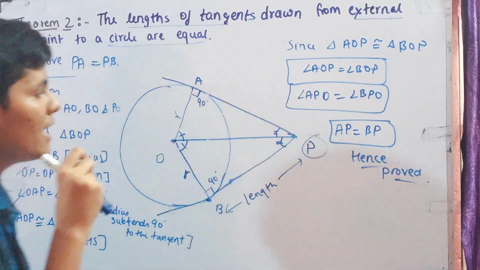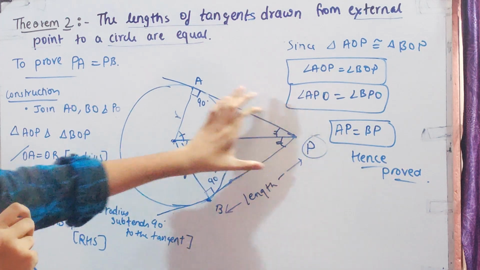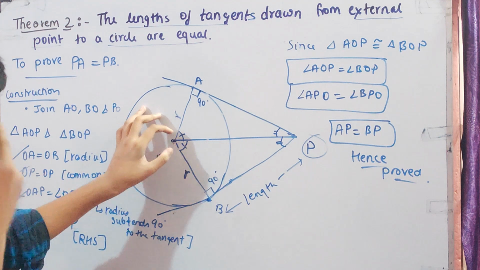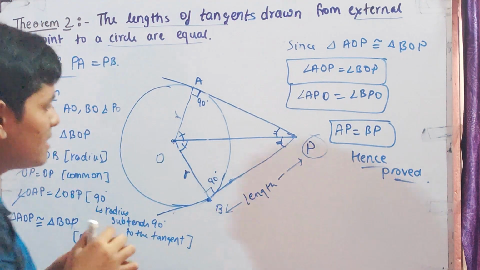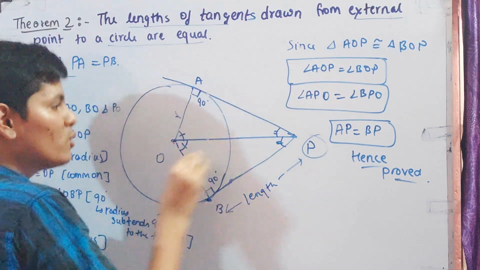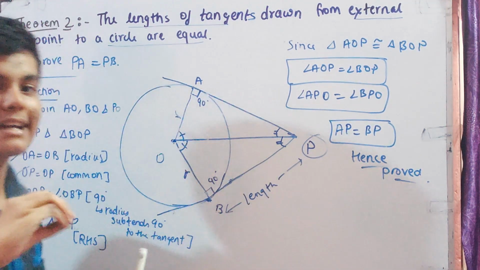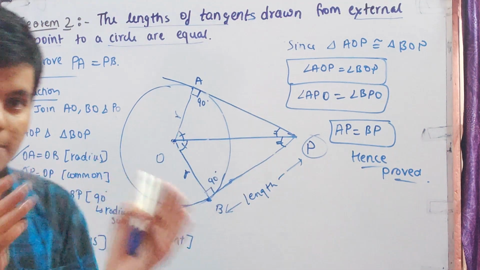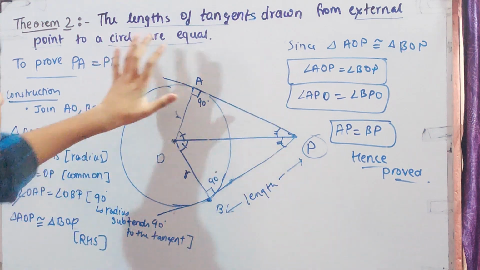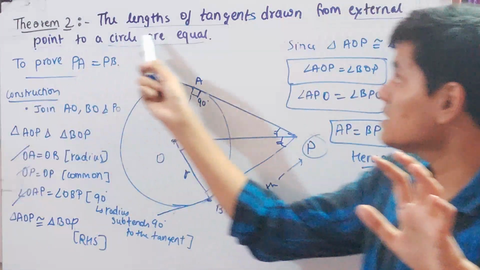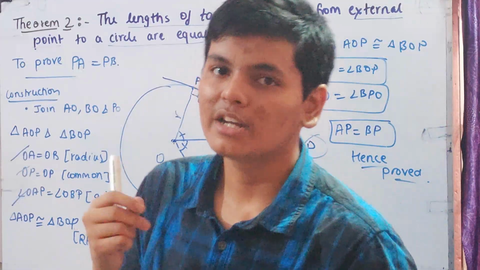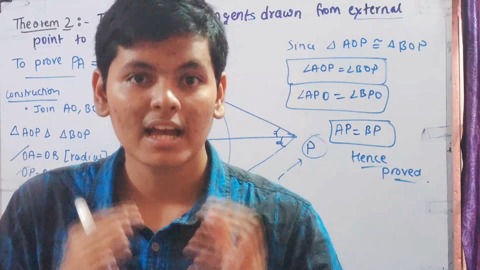What do we say? That when a point draws tangents to a circle with center O, it subtends equal angles at the center. Equal angle in the sense this angle and this angle are equal. And when the line joins the center to the point, the line acts as an angle bisector. This line divides the angle into two equal parts. And then also we can say that AP and BP are equal. Hence this theorem is also proved. The theorem: the lengths of the tangents drawn from an external point to a circle are equal. Hence it is proved. Now we are going to go on to some proving questions and then we'll end the video.